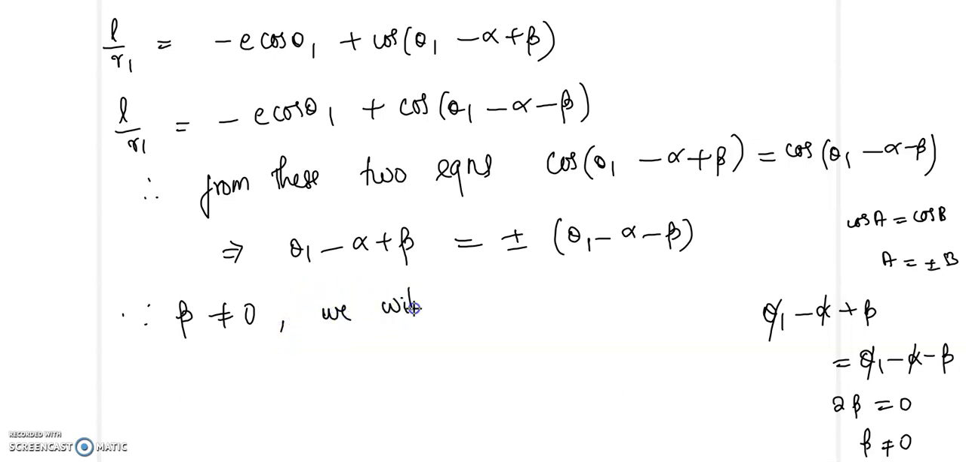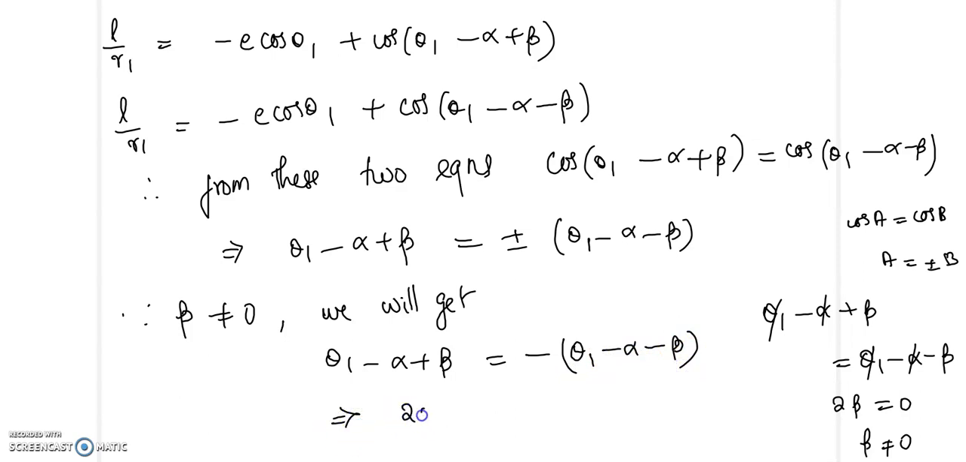we will get theta 1 minus alpha plus beta, this must be equal to minus theta 1 minus alpha minus beta. So that gives 2 theta 1 equal to, so we are going to get 2 alpha, so therefore we will have alpha equal to theta 1. So now let us substitute alpha equal to theta 1 into the equation.